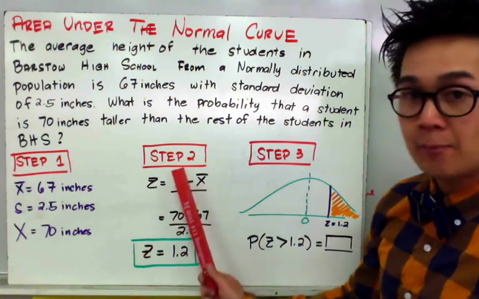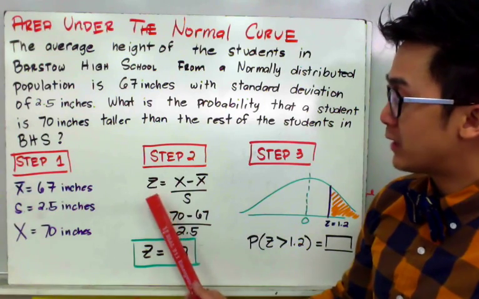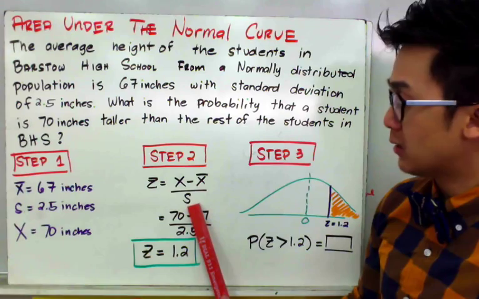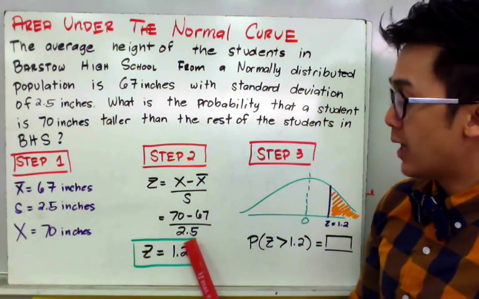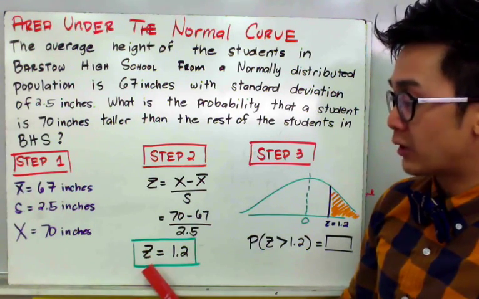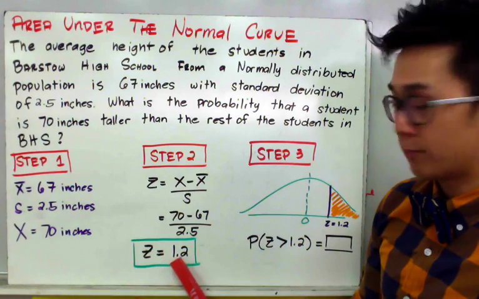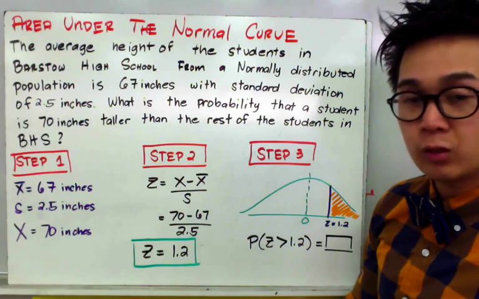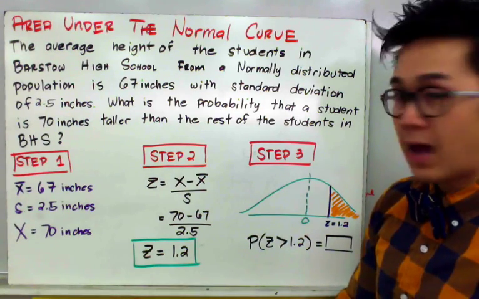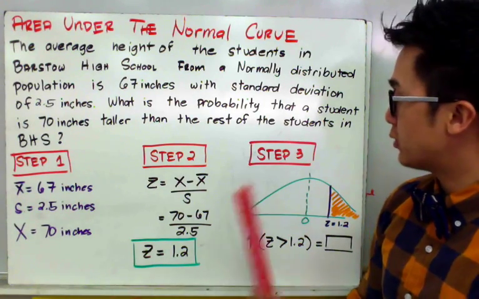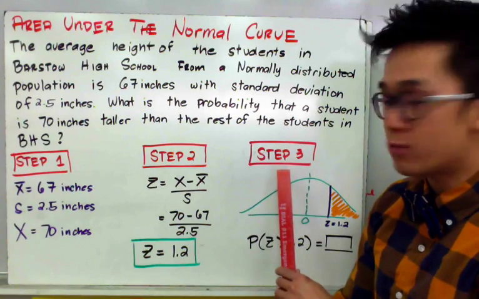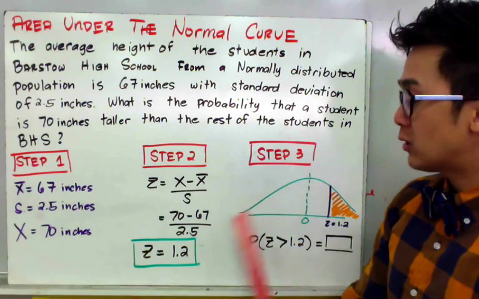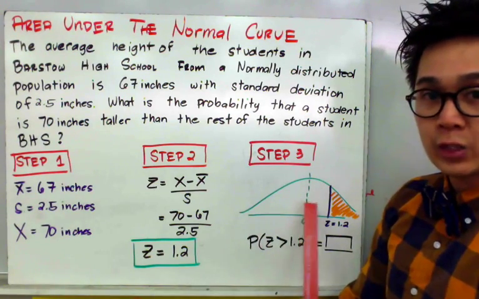The second step is to use the Z-score formula, which is x minus the mean, all over the standard deviation. By direct substitution, the Z-score or Z value of our distribution is equal to 1.2. Now this 1.2 will make sense if we illustrate our normal distribution in step number 3. On step number 3, we are illustrating with a graph how to locate 1.2 in a normal curve.